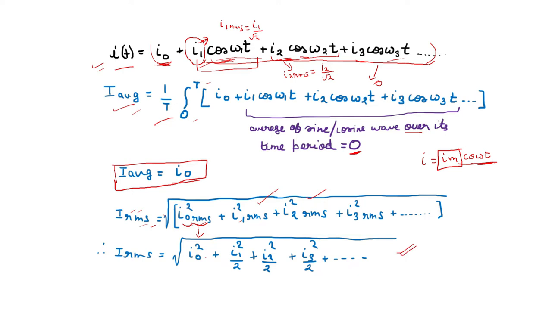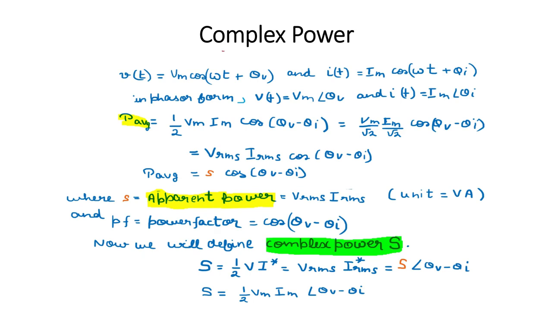So this is how you calculate the RMS value and average value of any such quantity. Now we will study complex power. Till now we have seen that you can write v(t) like this and i(t) like this.